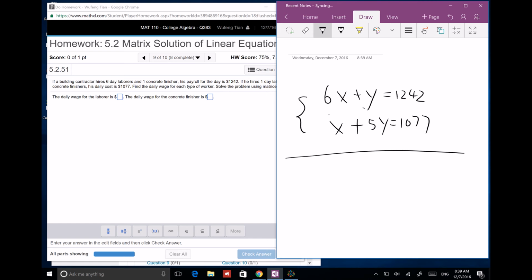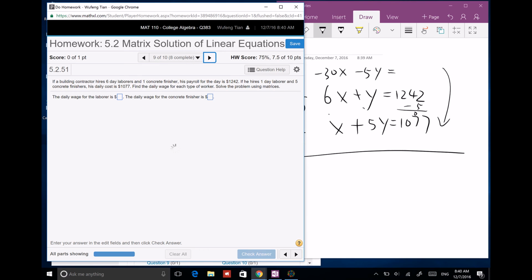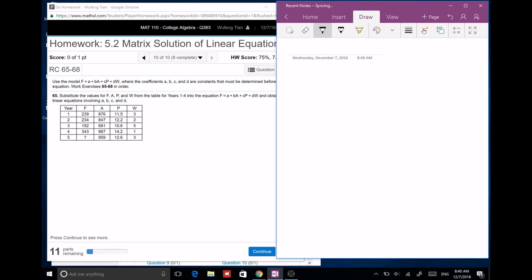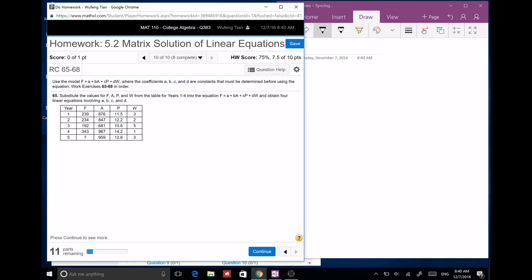And then you multiply the first one by negative 5, negative 30x minus 5y equals, multiply this by negative 5. Okay, you figure that out by yourself. It's not really hard, it's just two-dimensional. Add this one under this one, solve x, put in the first one, solve y, put in the second one. Alright. Now, next one. F equals A plus B times A plus C times D plus ABC.